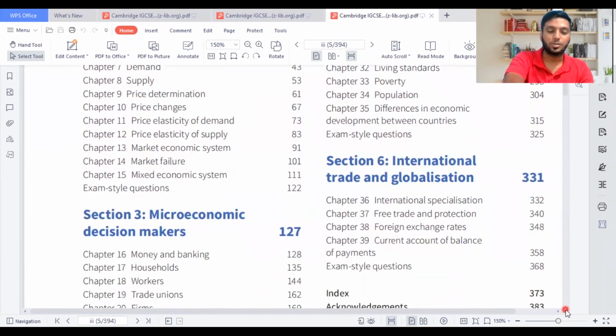I will not suggest students go deep into these areas. Again, in these areas, the current account balance of payments is most of the time tested. Foreign exchange rates in chapter 38, chapter 37, free trade and protection, chapter 36, international specialization. So you have section 6, international trade and globalization.